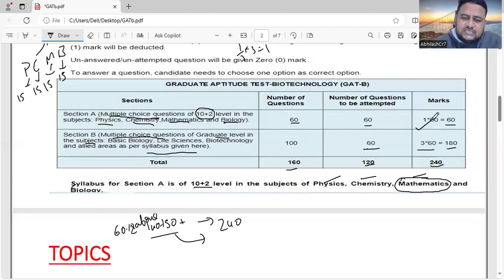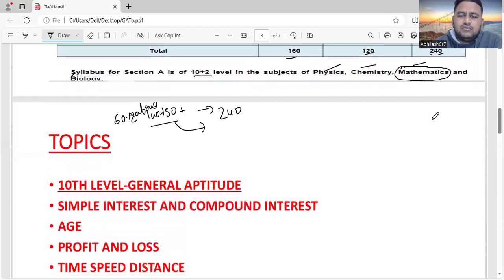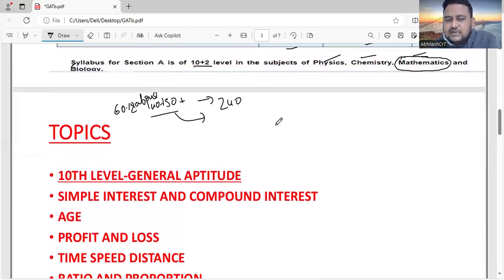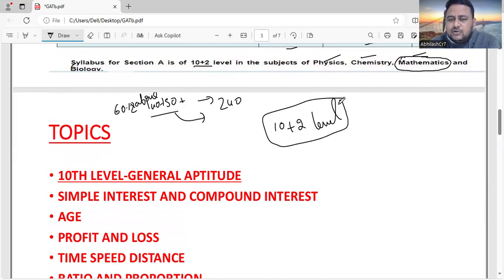But one thing you must understand: they have only told it is of 10 plus 2 level syllabus. Be it mathematics, physics, chemistry, or biology, they have told only 10 plus 2 level when it comes to section A, friends. So here the syllabus is not well defined. The syllabus is not completely indicative.